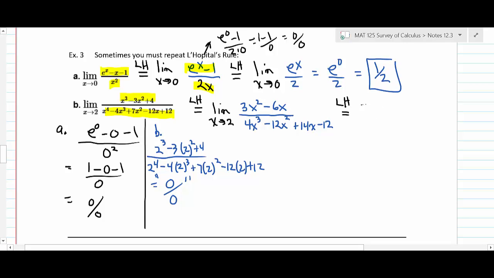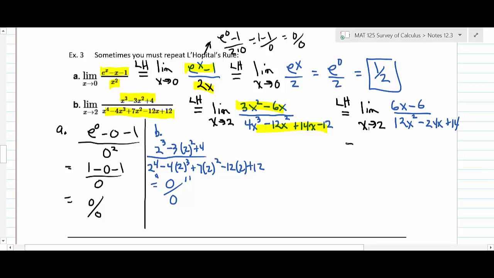So I want to do it again. Just go ahead and do the derivative of the top and bottom. Sometimes you can do the arithmetic in your head to verify that it's 0 over 0. So now what we have is 6x minus 6 all over 12x to the 2nd minus 24x plus 14. And is it still 0 over 0? If you plugged in, hold on, no it didn't. Because 6 times 2 is 12, right? Yeah, I think we're ready now to go ahead and evaluate this.